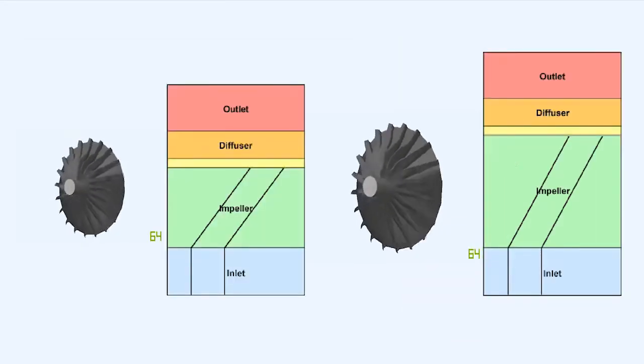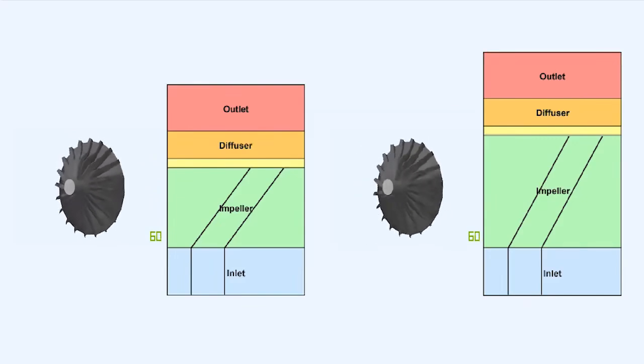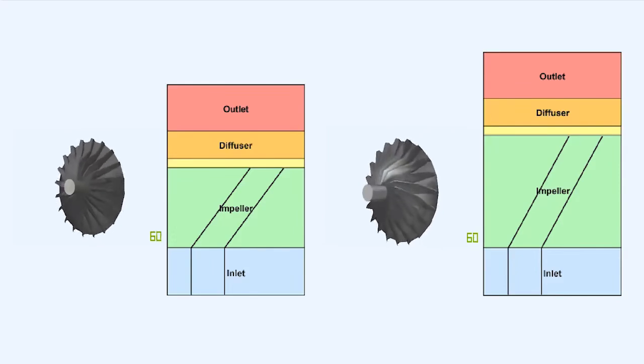The proportion of pressure gained in the impeller depends on the impeller's diameter. The larger the diameter, the greater the pressure gain. Its speed of rotation. The faster the impeller rotates, the greater the pressure gain. And the shape of the vanes.